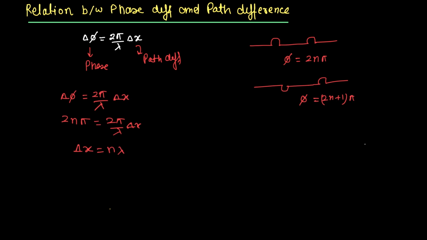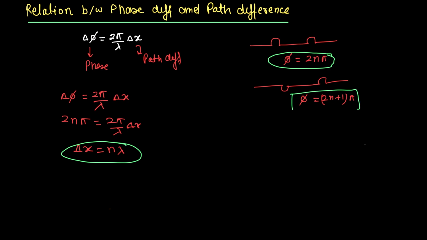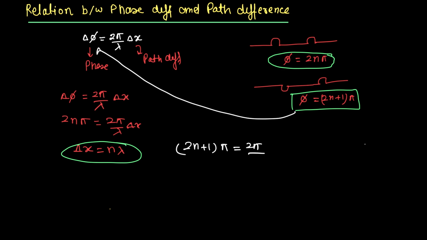It means for maxima, what is the phase difference? This one. And for maxima, what is the path difference? This. Similarly, for minima, the phase difference is this one. And if I substitute this equation over here once again, (2n plus 1) pi is equal to 2 pi by lambda into delta x. If I solve this, for delta x I'll get (n plus half) into lambda.